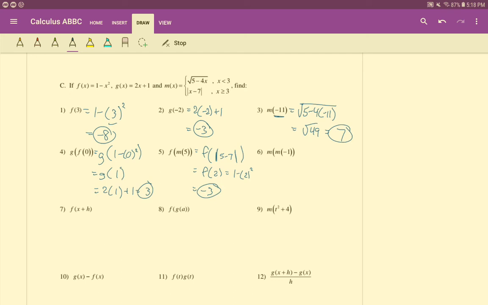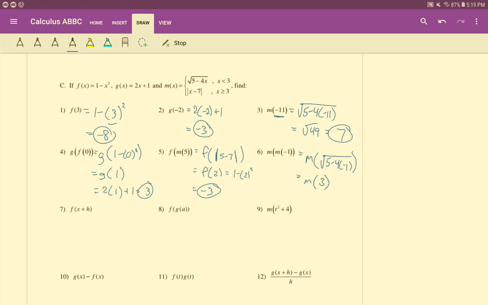Okay, m of negative 1. So that just means we're going to plug it into m, and then whatever the answer is for that, we're going to then plug it into m again. So let's do that. So m of negative 1, well, negative 1 is less than 3, so we're going to plug it into that top one there. So it'll be the square root of 5 minus 4 times negative 1. Okay, like so. And so we get m, and then it'll be 9, so we get 3 there.